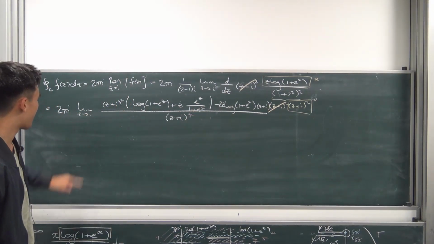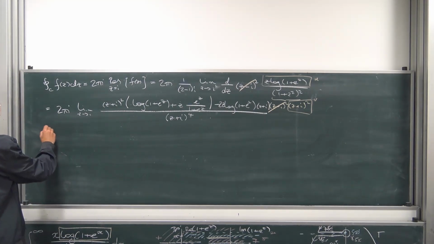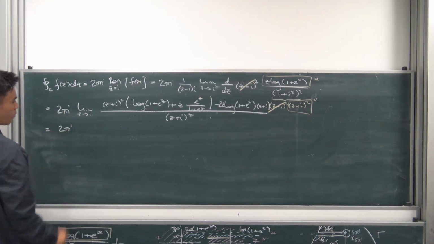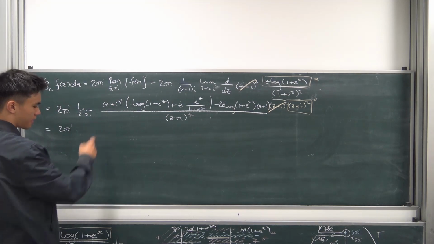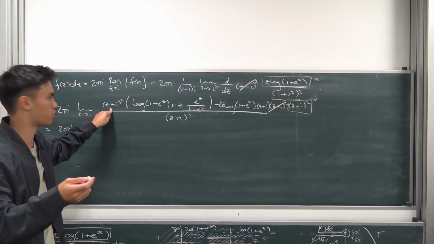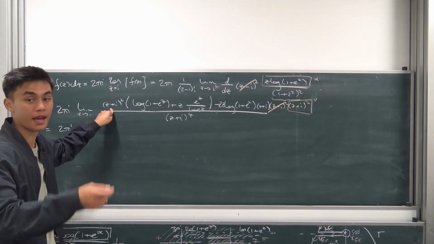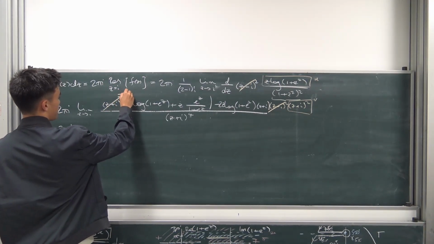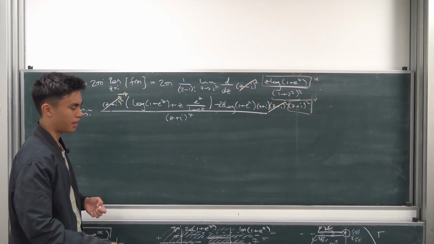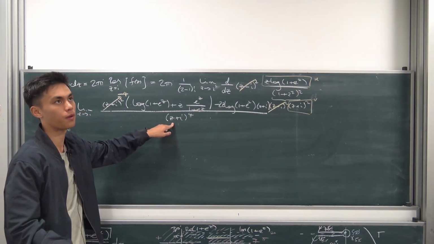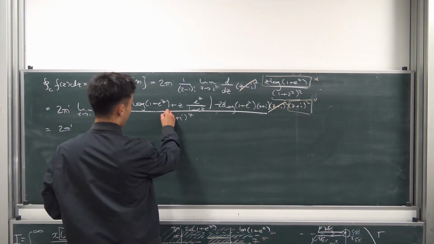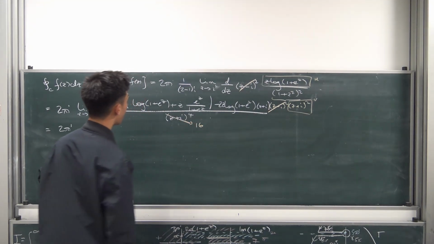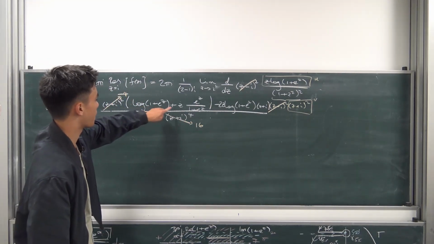Okay, so now we have to take the limit. Nothing should blow up or anything. So we have 2 pi i. What happens if you take the limit? Well, z plus i, that's going to be i plus i, so 2i squared is negative 4. So this guy over here turns into a negative 4. How about this z plus i? Well, it's 2i raised to the 4th, which is exactly 16. So this guy over here turns into 16. What else can we simplify?